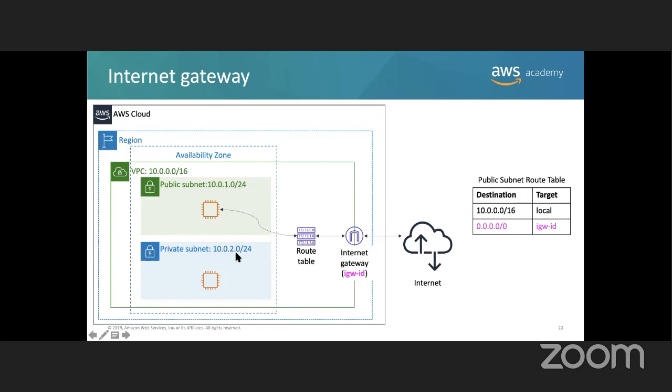Then we have this public subnet, which is 10.0.1.0/24, and this one, which is private, 10.0.2.0/24. The public subnet has an entry to the internet gateway. This one doesn't have that entry. What do we have here? This is the route table, right? We have a route table per subnet. Now we have an internet gateway here. This is a public subnet, that's why it has a connection to the internet gateway.